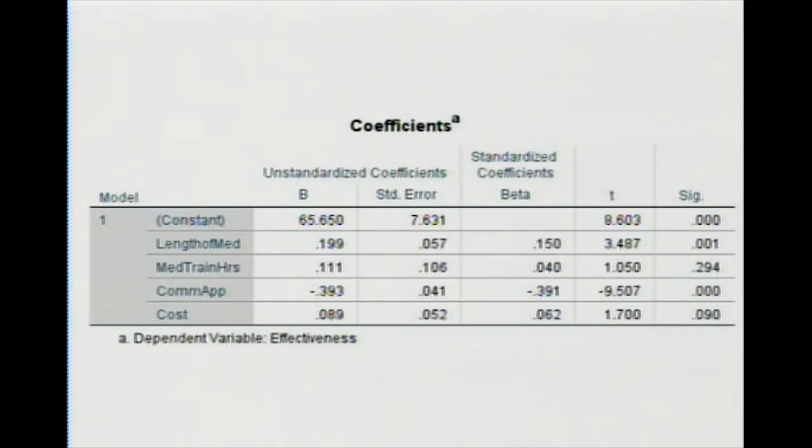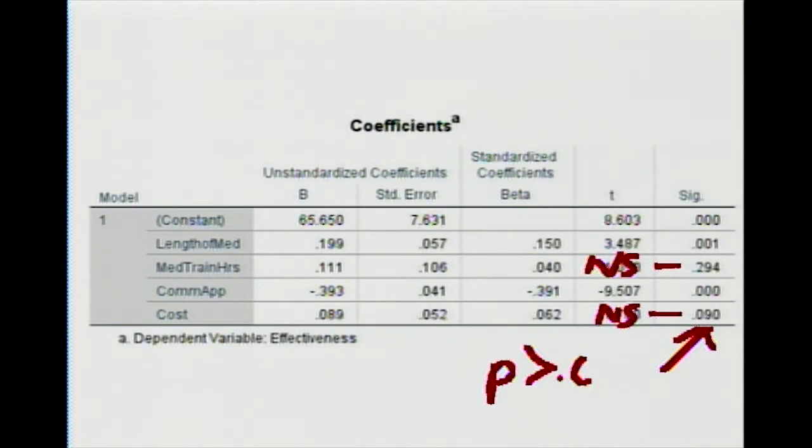Okay, so let's take a look at the other 2. This is not significant, and this is not significant. Notice that the training hours of the mediator are not significant, and the cost of the mediation is not a significant predictor. And why do we say this? Because they are greater than 0.05. Remember, we use the p-value to determine significance, and since these numbers are higher than 0.05, we would say they are not significant.